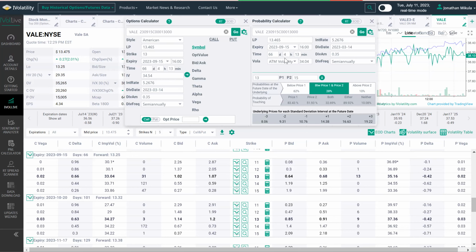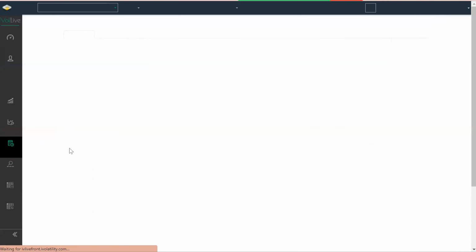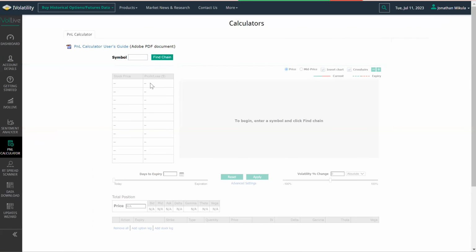So the probability calculator is another one of my favorite tools to use before jumping over to the P&L calc. On the left, we can play with a lot of these in the P&L calculator as well, but this is just a quick little shortcut, because here you can see the strike price, the expiration, the implied volatility levels, the current interest rate, and dividend date. You can play with all of these, but I'm going to do that in the P&L calc, since that is the heart of today's presentation.